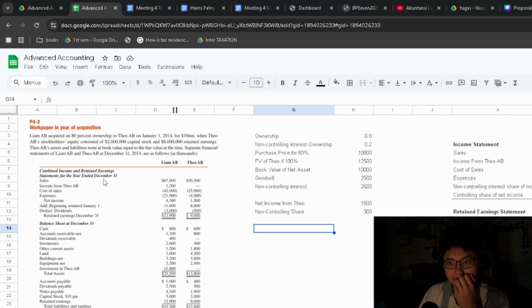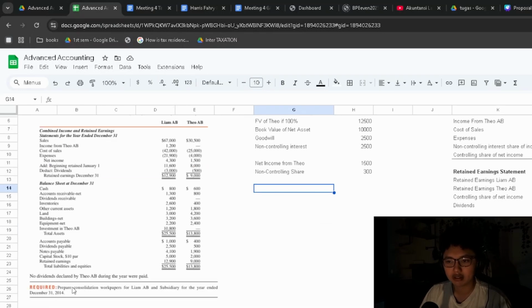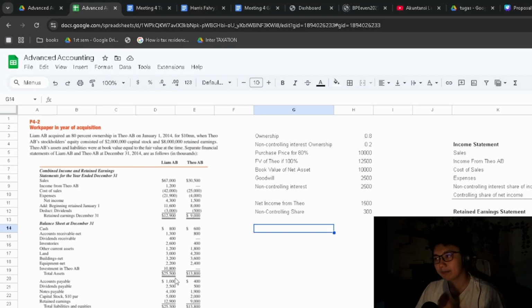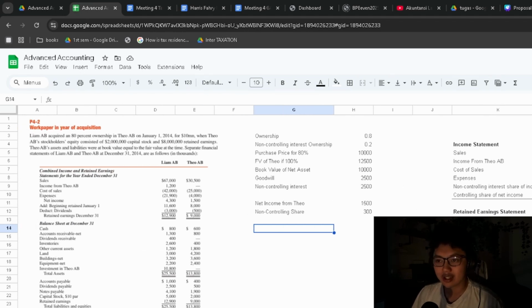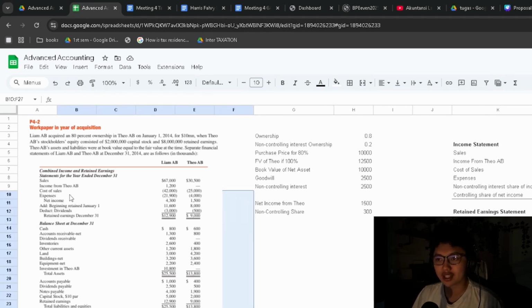And here are the separate financial statements of both Liam and Theo. We can look at this. These are the accounts from combined income and retained earnings statements and balance sheet from both Liam and Theo. No dividends declared by Theo during the year were paid. Now what we need to do is to prepare consolidation work papers for Liam AB and subsidiary for the year ended. I've tried to understand the materials on this chapter, and I tried working on these questions.